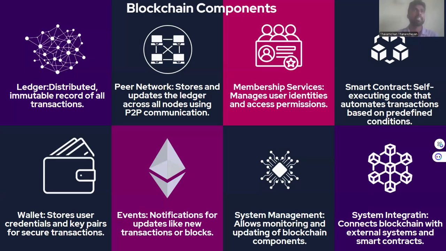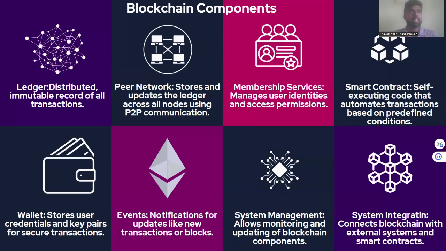Let's move to smart contracts. These are self-executing programs that automatically carry out transactions when certain conditions are met. This saves a lot of time and removes the need for intermediaries. Next, the wallet securely stores user credentials and key pairs. Without the private key in the wallet, no transaction can be signed or approved, which adds a strong layer of security.